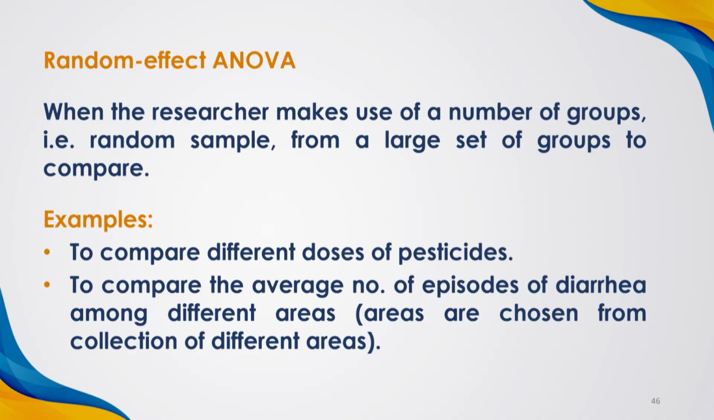In the second example, suppose we want to compare the average number of episodes of diarrhea among different areas, because these episodes of diarrhea will depend upon the different sanitary conditions of the areas. Suppose we have different village areas, we have some divisions, and the researcher is free to choose randomly from any of these areas. He has not fixed the areas which he is going to compare, because it depends upon the different sanitary conditions. So he needs to take randomly different areas belonging to a particular state or a particular district, etc.